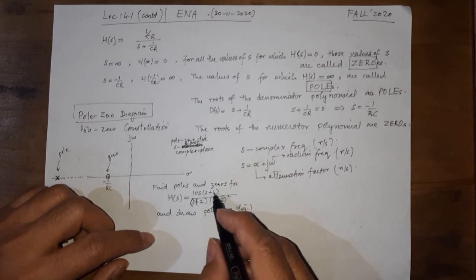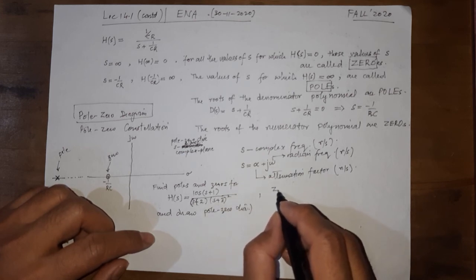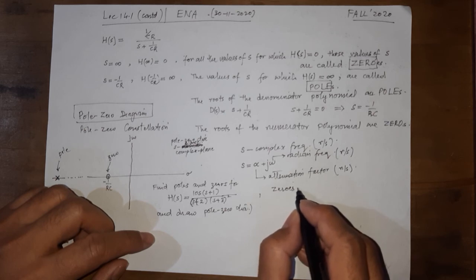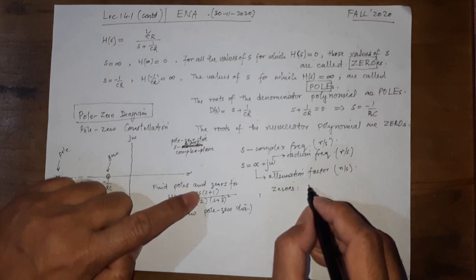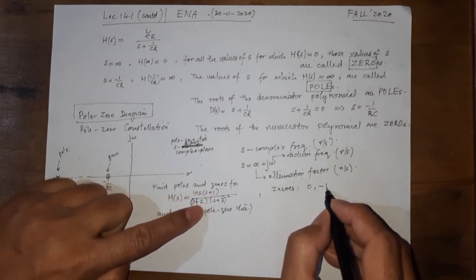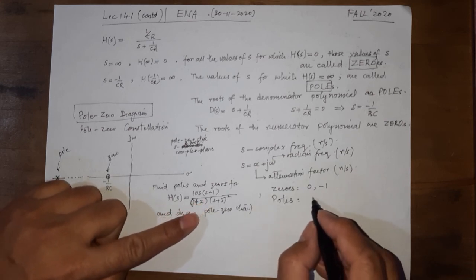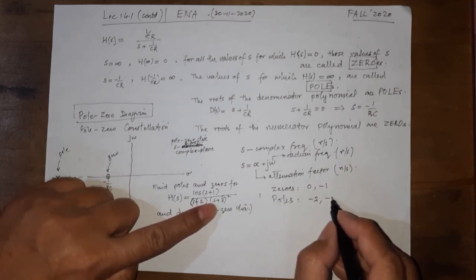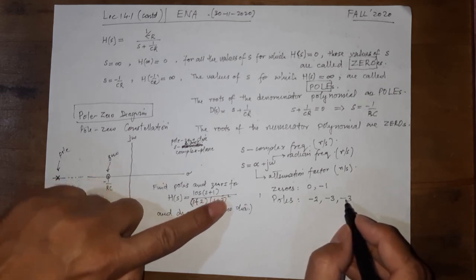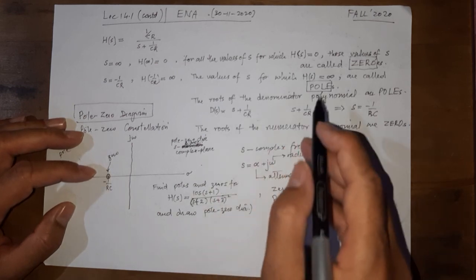So what you will do is find all the roots of the numerator polynomial and all the roots of the denominator polynomial. All the zeros would be roots of the numerator polynomial, and those values would be when s is 0, when s is minus 1. These two are the zeros. What about the poles? The roots of the denominator polynomial. So we have minus 2 as a pole and minus 3 and minus 3. Because this is squared, we have two poles at minus 3. And then the extreme values as well.